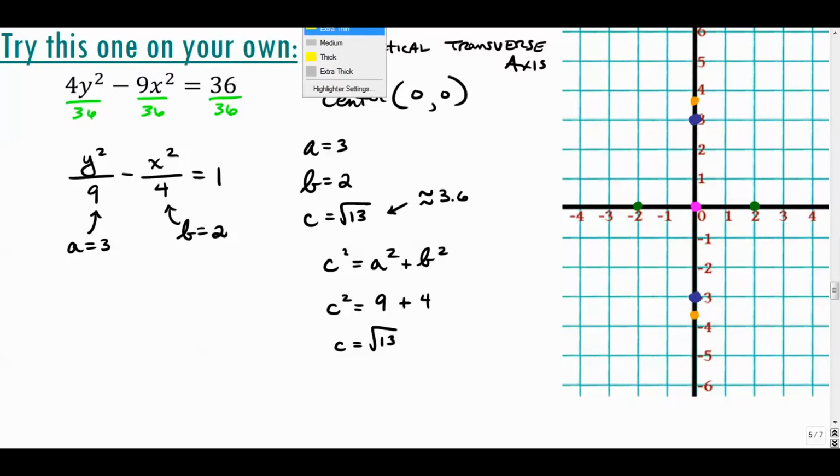And again, maybe I'll draw that little box where we have going from the vertices through these green points. This is like an imaginary rectangle, and that'll leave us with points at the corners that the asymptotes are going to go through. So let's go ahead and draw these asymptotes, and we'll see if we can't shape this hyperbola.